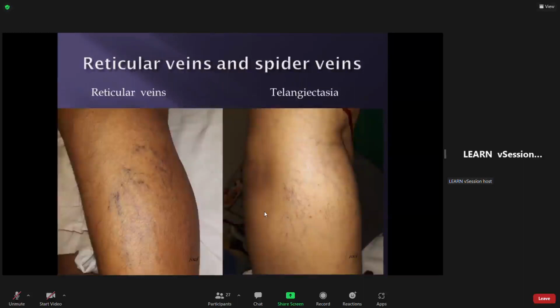So you may have seen this. These are small veins, by definition not enough size to define as a varicose vein. So these are terminal veins. Okay, so this one you may have seen, small blue colored veins on the skin, that is called the reticular veins, and on the left side you see something like spider veins, and again these are also part of the venous disorders. So you don't call them varicose veins, but you call them reticular veins and telangiectasia.